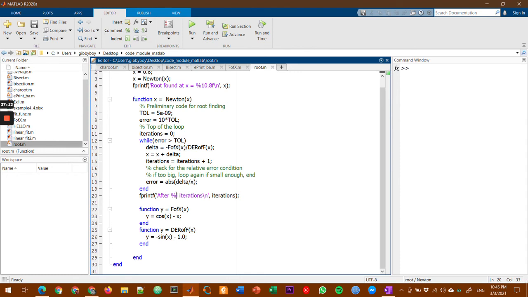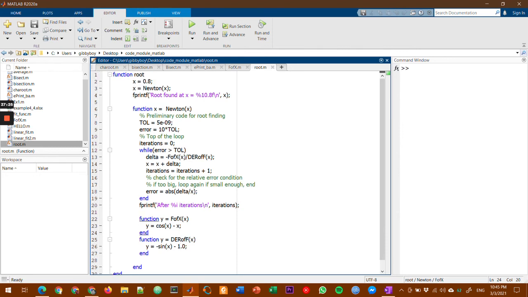And your f of x function is cosine of x minus x, and your derivative is just negative sine x minus 1. You remember that from earlier, right? So, I will upload this file to Google Classroom and it's for you to find out by running it on your own PC or even on your cellphone. Try to find out if the result is the same, and how many iterations are needed to get the desired result with this given error or tolerance. Okay?